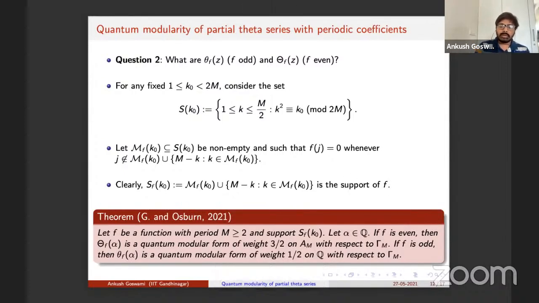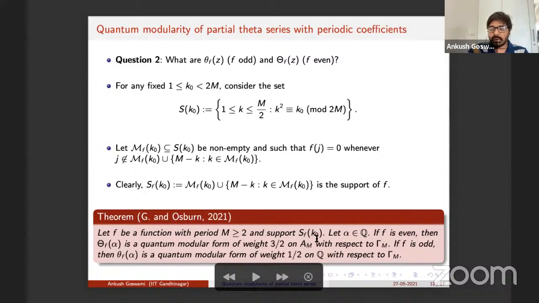And now the theorem tells you that if f is a function with period m bigger than or equal to 2 and with support s sub f of k naught, which is equal to that union, then for any alpha irrational number, if f is even, then this function, big theta sub f of z, or big theta sub f of alpha, is a quantum modular form of weight 3/2 on this set A sub m with respect to the subgroup gamma sub m. And when f is odd, this function, small theta sub f of alpha, is a quantum modular form of weight 1/2 on Q with respect to gamma sub m. And that basically answers question 1 and 2.